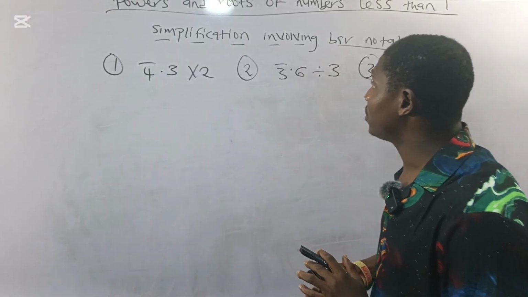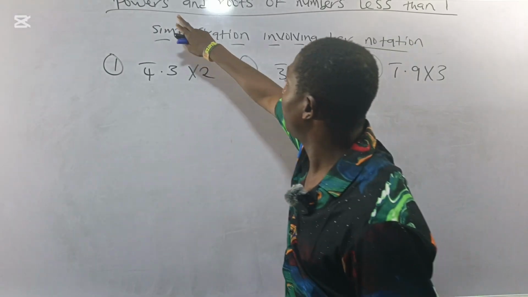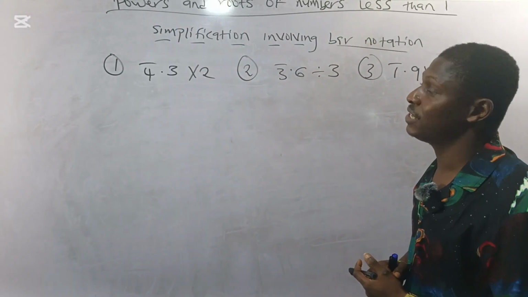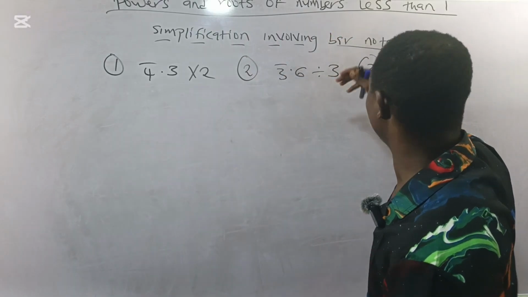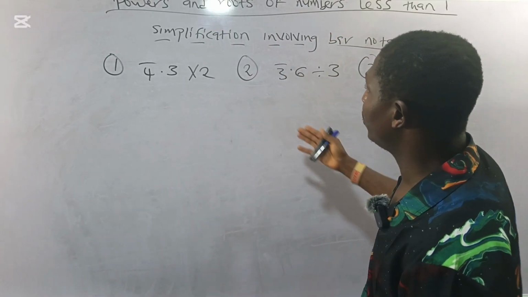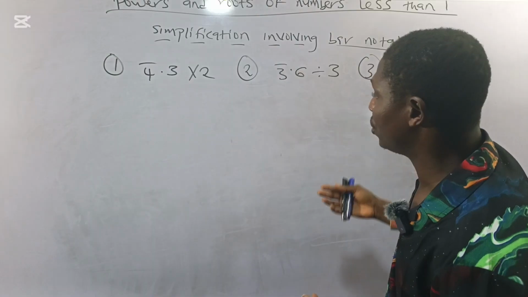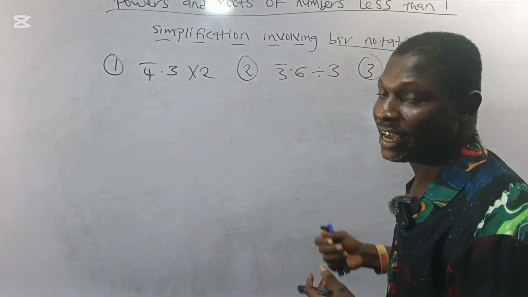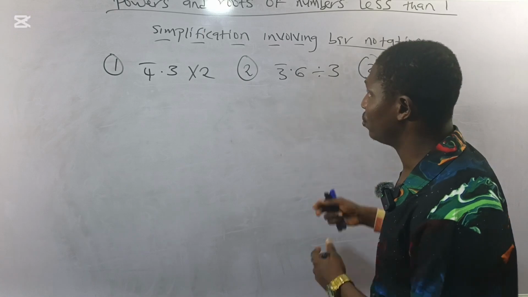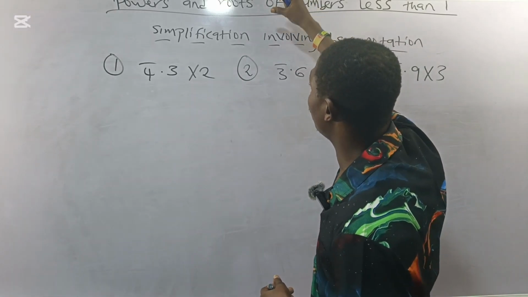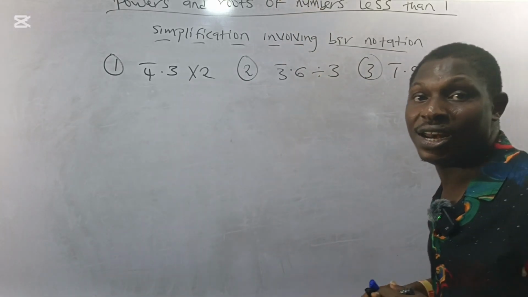Today, like I promised in our last class, we'll be taking powers and roots of numbers less than 1. But before that, we can't do much with powers and roots of numbers less than 1 without knowing the simplification involving bar notation for multiplication and division. So we are going to start with simplification involving bar notation before we enter fully into powers and roots of numbers less than 1.